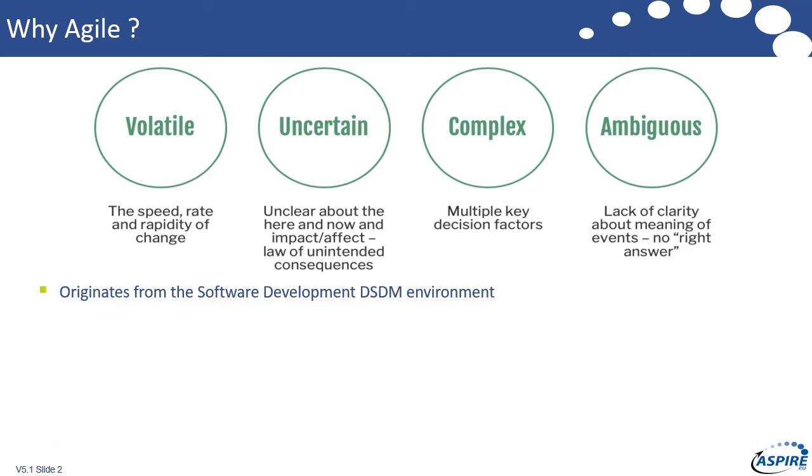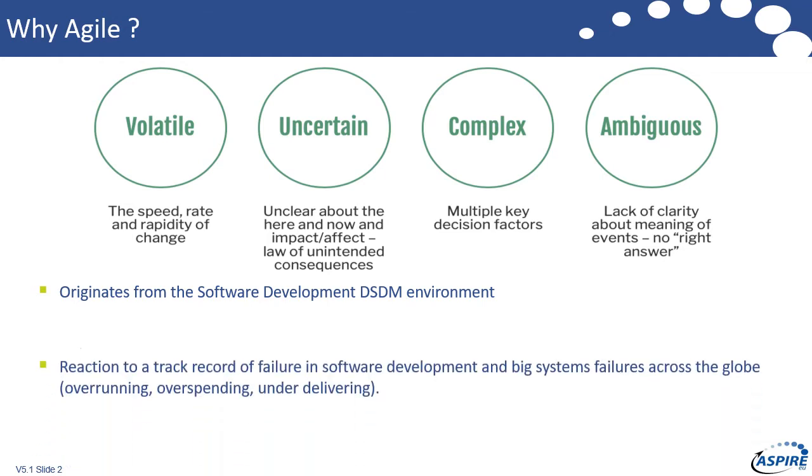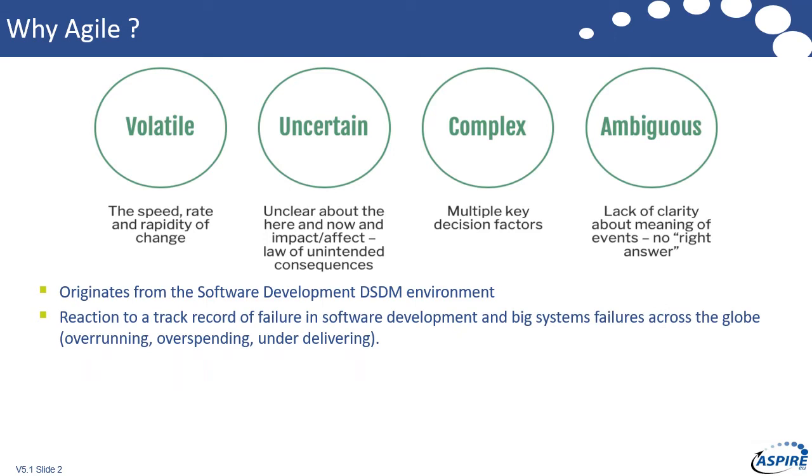Agile originates from the DSDM consortium, who redesigned how software development worked. Previously, it was all heavy sets of requirements, detailed instructions, and armies of coders, which then quite often delivered quite tragic results. So the track record of software development and big systems failures across the globe is really, really impressive. Just about everyone fails and overspends. So we're looking for a different way of dealing with that type of project. And that's what Agile is giving organizations.